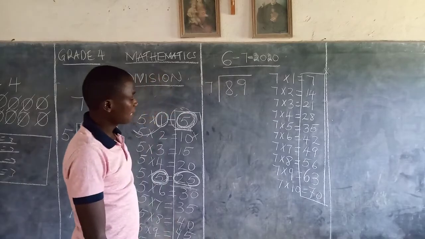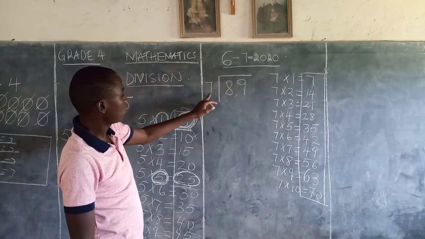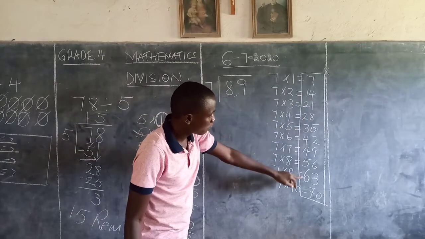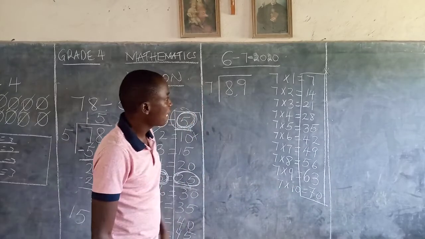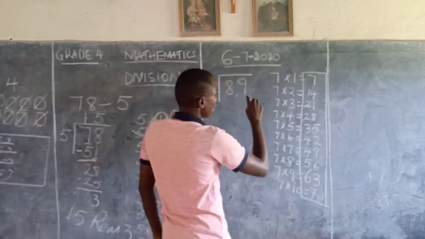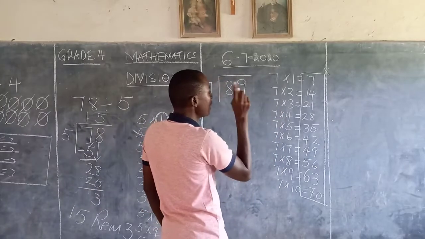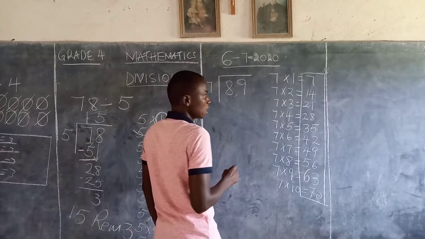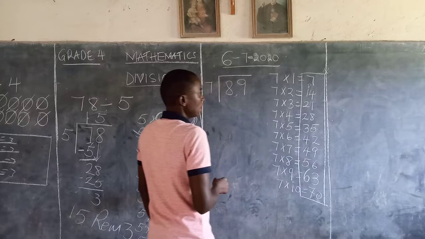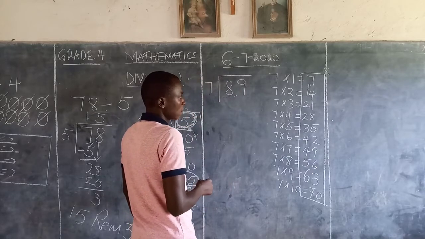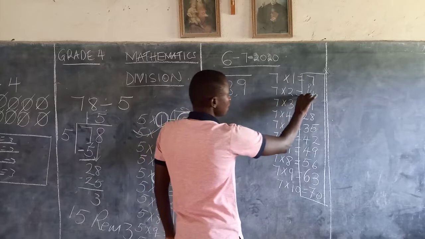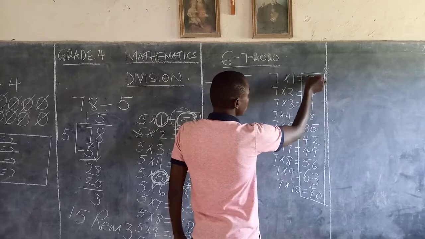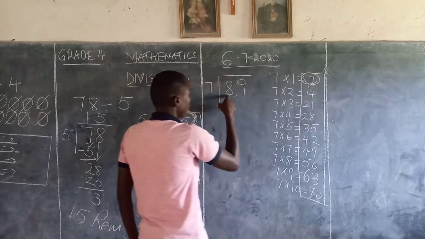Look for 8 on our answers, because you are dividing 7 and 8. Look for 8 here. Where do you have 8? You don't have 8. If there's no 8, ask yourself, where will 8 fall? 8 will fall between 7 and 14. Take the number smaller than 8, not bigger. 14 is bigger, you don't take it. You take the smaller number. The smaller number here is 7. So this 7, circle it and write it here, below 8.